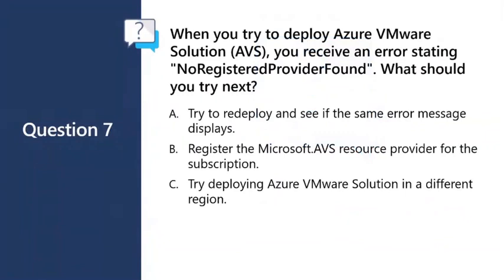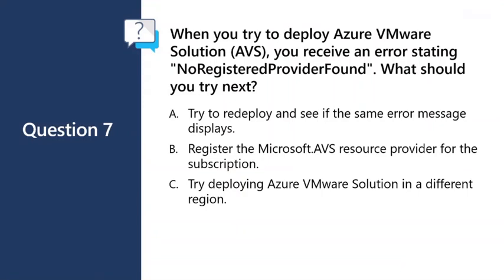So when you try to deploy Azure VMware Solution, you receive an error stating that no registered provider found. What should you try next, or what should you have done up front? We'll try to redeploy and see if it happens again. That would be fun. Is that the definition of insanity? Trying the same thing and expecting different results? Yes. Okay. Register the AVS resource provider.